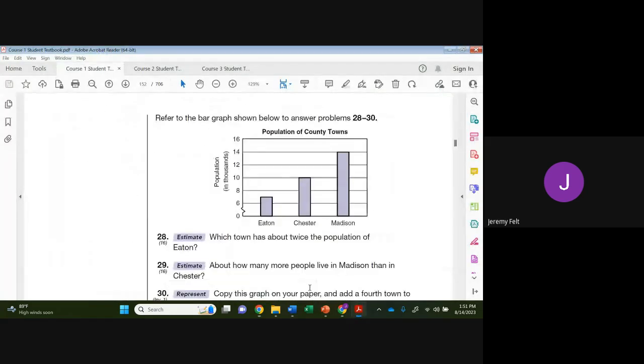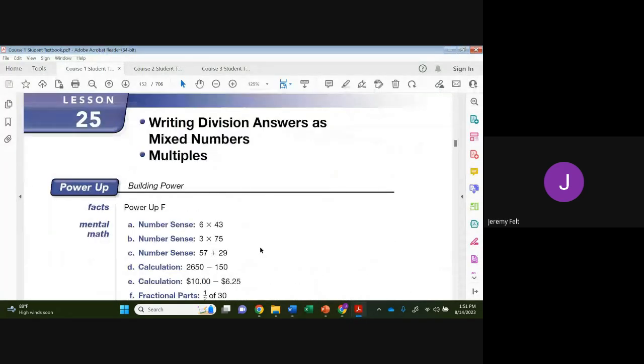Lesson 25 as well, last little bit of vocab. So, writing division answers as mixed numbers. In the past, you've probably worked with remainders, where if you have something left over when you're dividing, you just write it as a remainder. 5 divided by 3, you have 1 remainder 2. Okay, that's what you've done in the past.